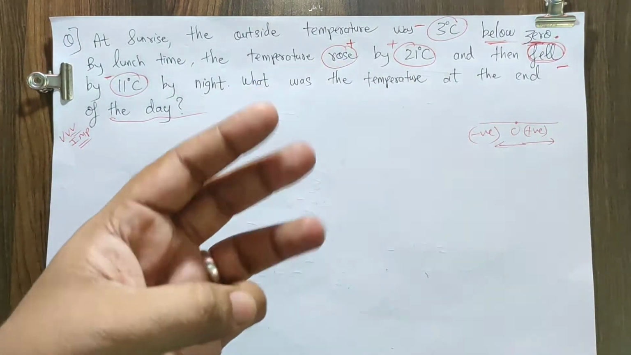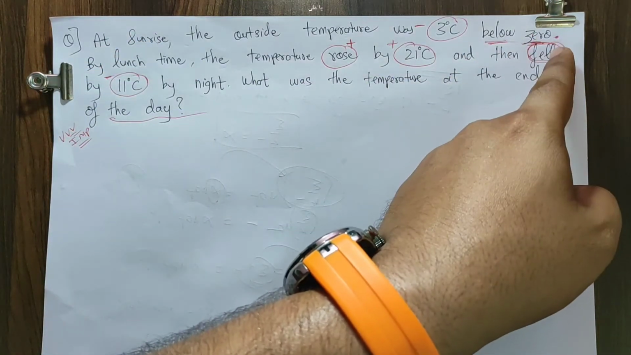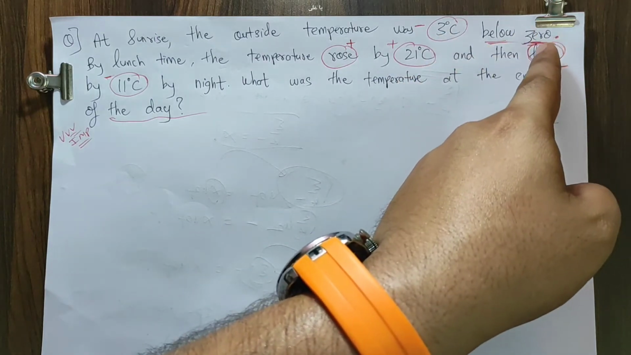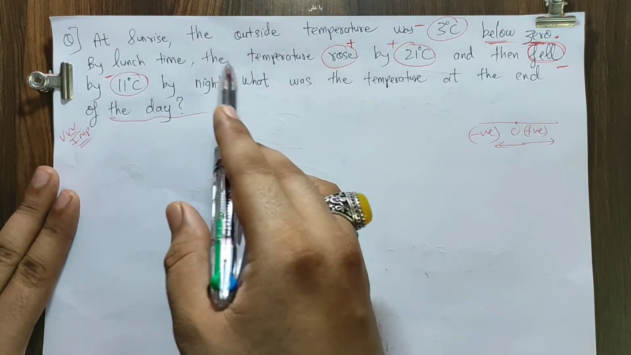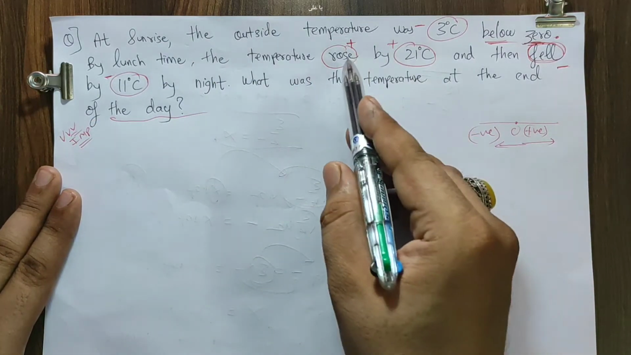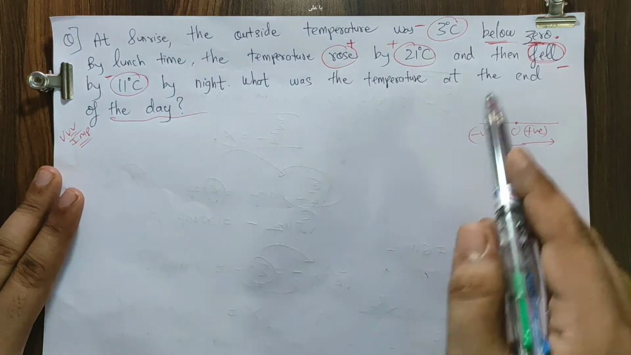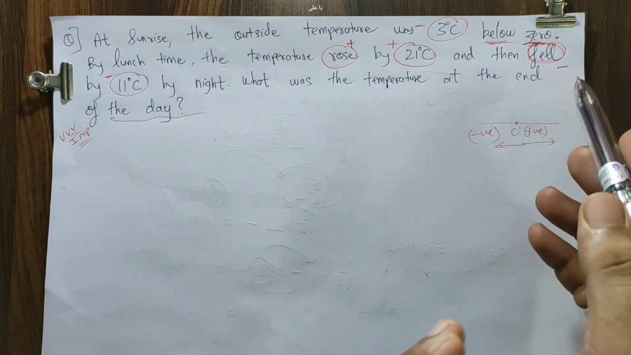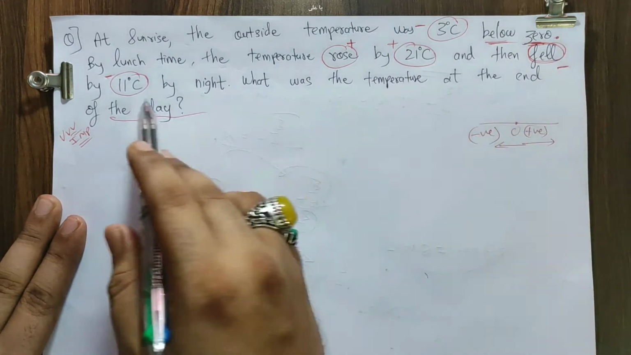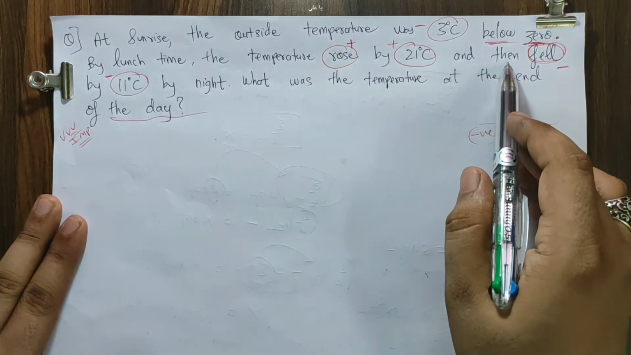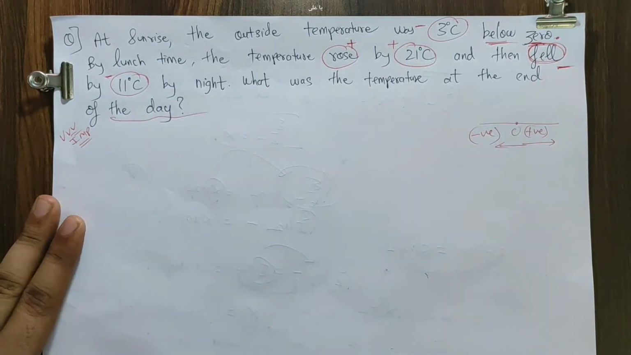See, there are three different things over here. Three situations given. First, sunrise. At sunrise, it was below 0 degrees Celsius by the value of 3. That means minus 3. Then at the time of lunch, in the afternoon, what happened? The temperature rose, means plus, by 21 degrees Celsius. So now I will do my plus 21 degrees Celsius. Then once again at night, in the evening, one more thing is given here: then it fell by 11 degrees Celsius by night. So fell means minus, and it's 11 degrees Celsius by night.